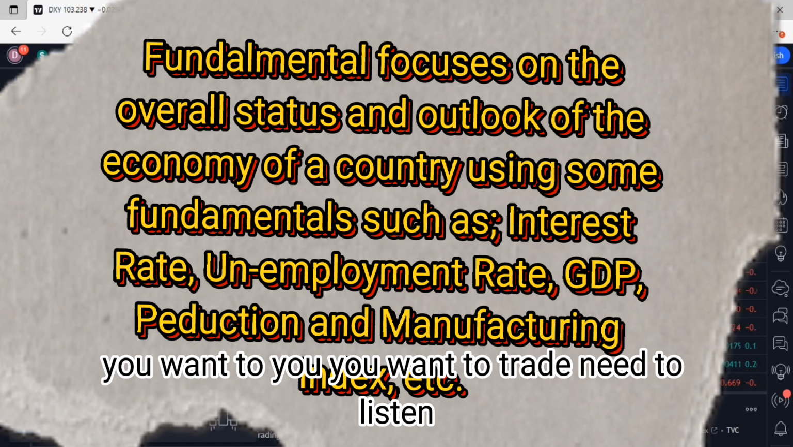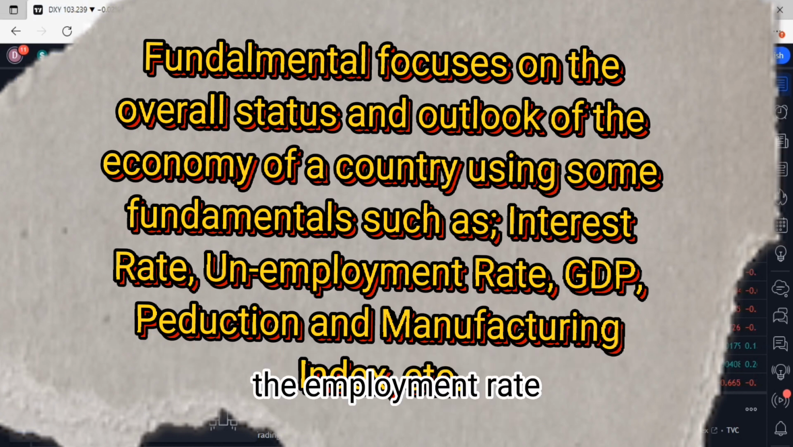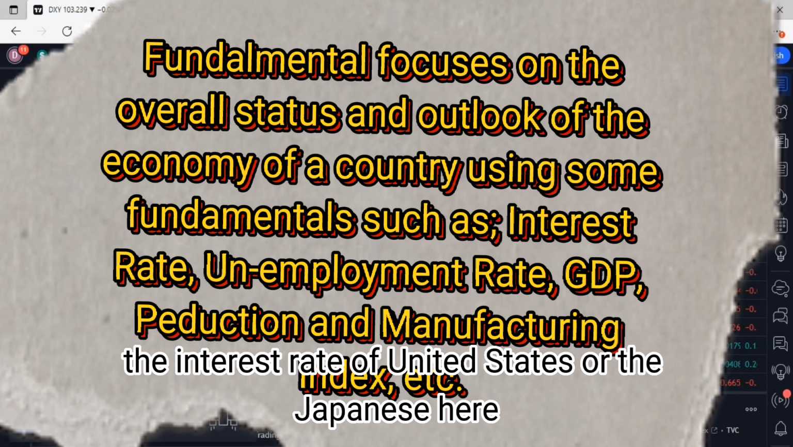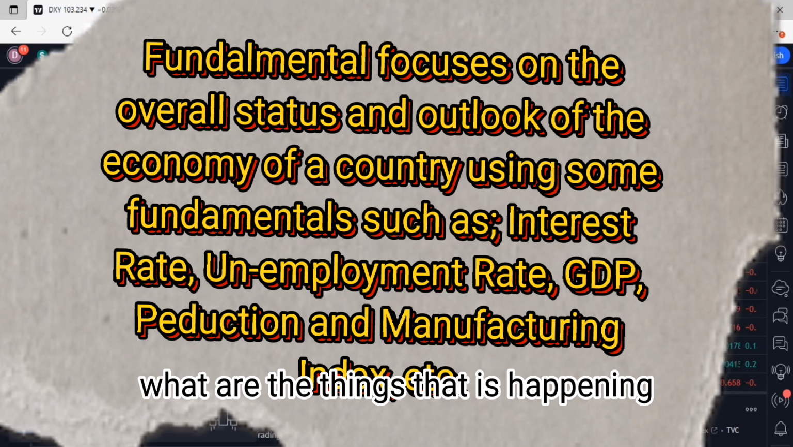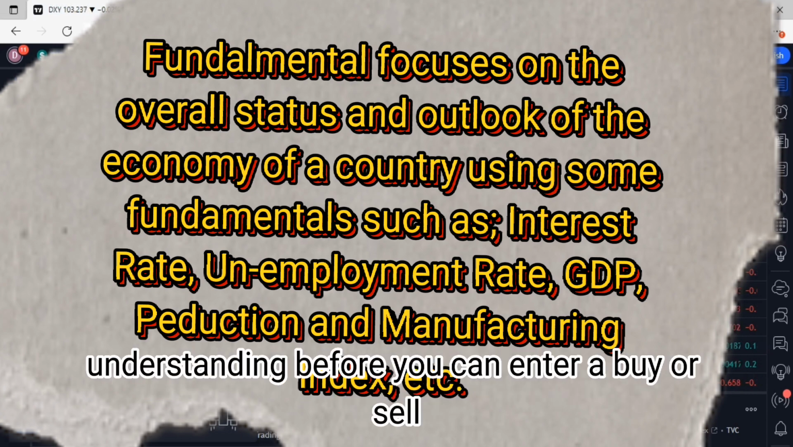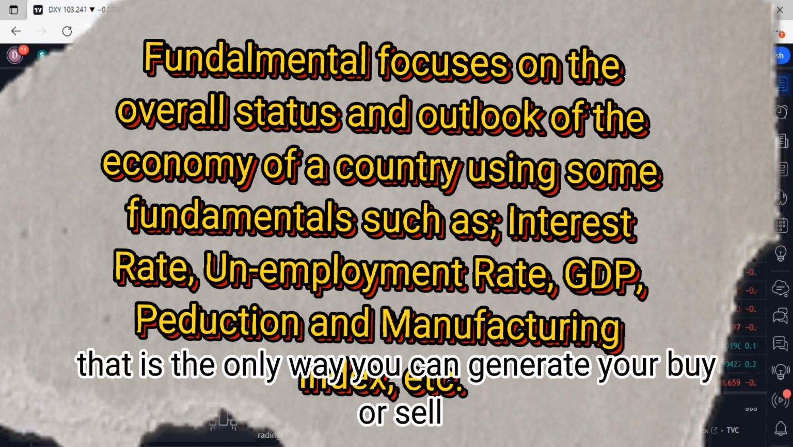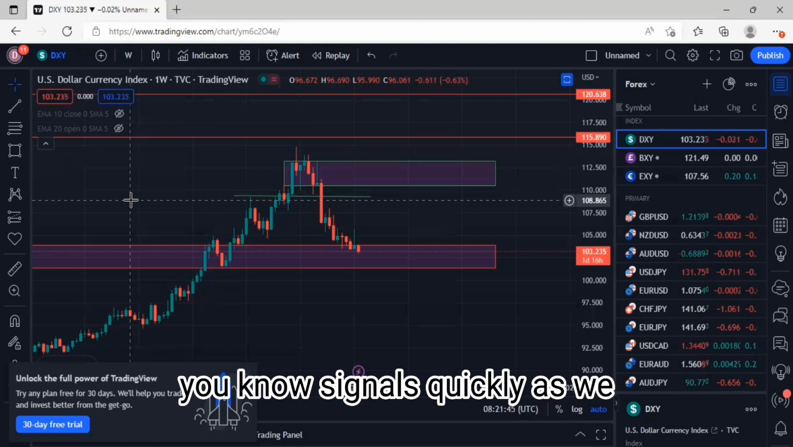You need to listen or read the economic fundamentals concerning their GDP, the employment rate, the interest rate of the United States or the Japanese yen. What are the things that are happening in those two countries? You need to have a perfect understanding before you can enter a buy or sell. So that is the use of fundamentals. That is the only way you can generate your buy or sell signals.